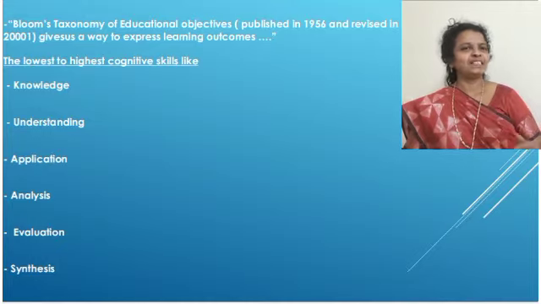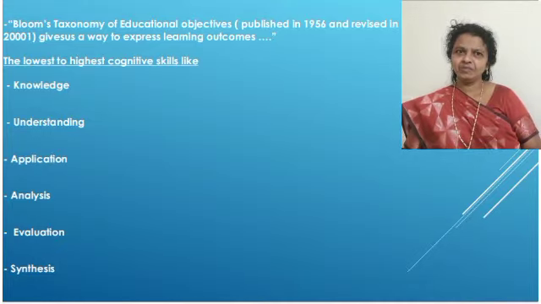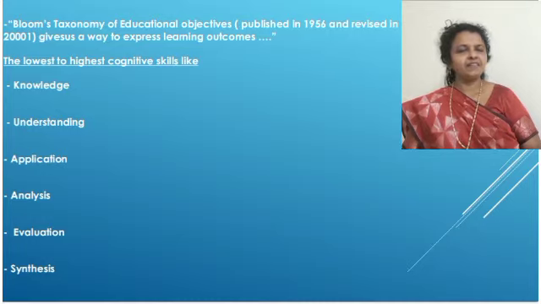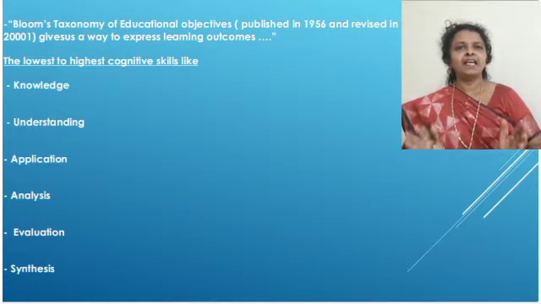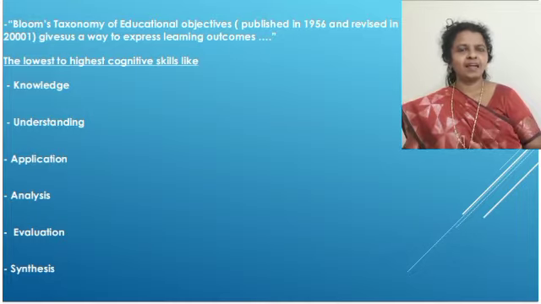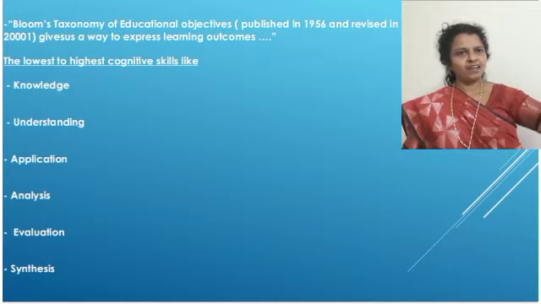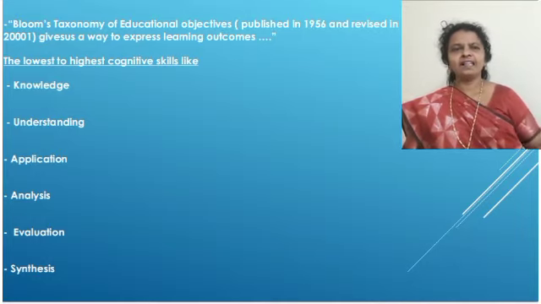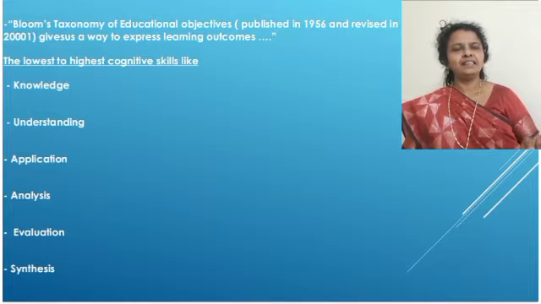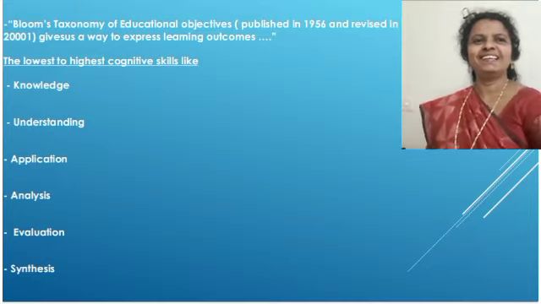We are all familiar with Bloom's Taxonomy of Educational Objectives, aren't we? Bloom's Taxonomy, which was published in 1956 and revised in 2001, gives a way to express the learning outcomes, from the lowest to the highest level: knowledge, understanding, application, analysis, evaluation and synthesis.